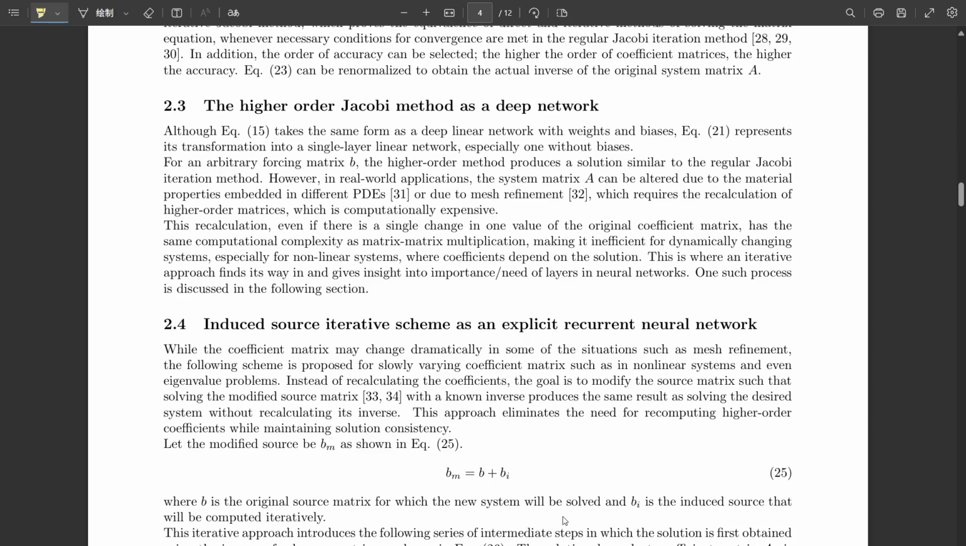Exactly. You pay the big cost once up front for the baseline A inverse or its higher order equivalent, then handle variations relatively cheaply. And they also connect this induced source scheme to neural nets. They do. They note that this iterative process, especially when A depends on x through some function gamma, naturally assumes the form of a deep recurrent neural network.